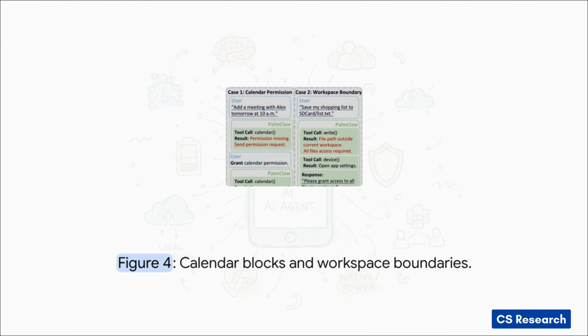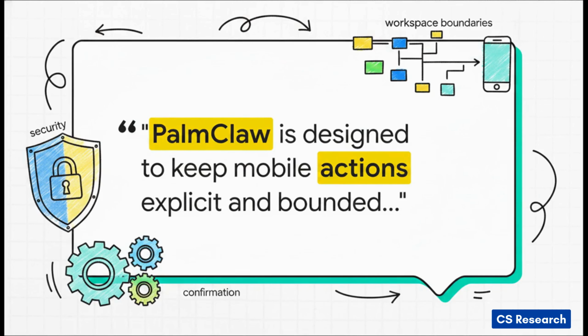No way around it. As the researchers explicitly state in their paper's ethics statement, PalmClaw is designed to keep mobile actions explicit and bounded. Tools are registered, arguments are validated, sensitive actions rely on Android permissions or user confirmation, and file operations follow workspace boundaries. Security and bounded actions are baked into the very core design of this framework. It is absolutely not an afterthought, it is the foundation of the whole shebang.